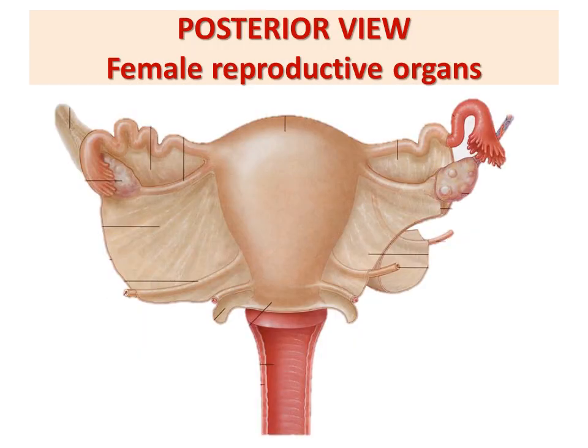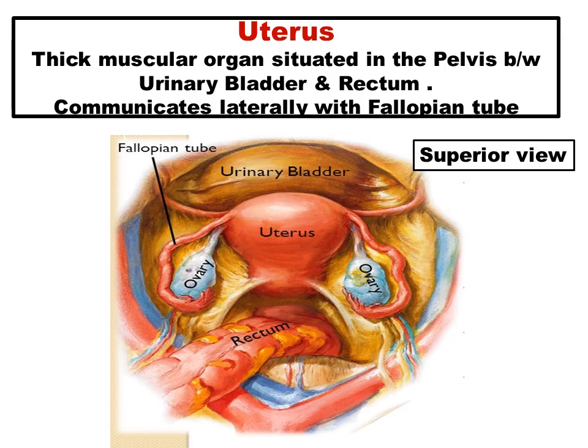The posterior view of female reproductive organs: the ovary, the uterus, the uterine tube and the vagina. These are the internal female reproductive organs. Uterus is a thick muscular organ situated in the pelvis between the urinary bladder and the rectum.